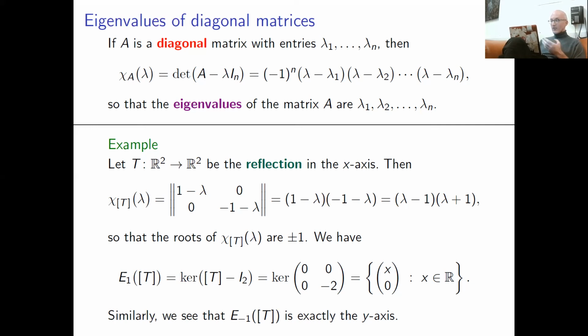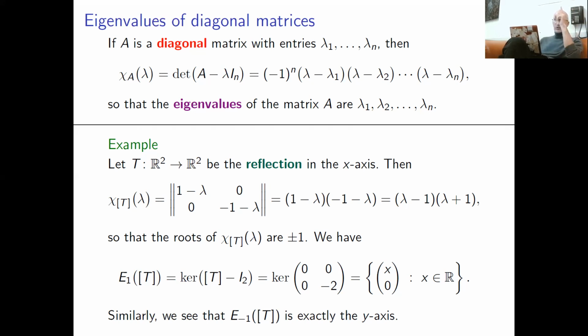And if you think about the geometrical meaning of this example, you have this xy plane and you reflect on the x-axis. So everything on the x-axis remains the same. These are eigenvectors with eigenvalue 1. So eigenvalue 1 means you have Ax equal to x, so it means vector x goes to x. And -1 means the vector is reflected.